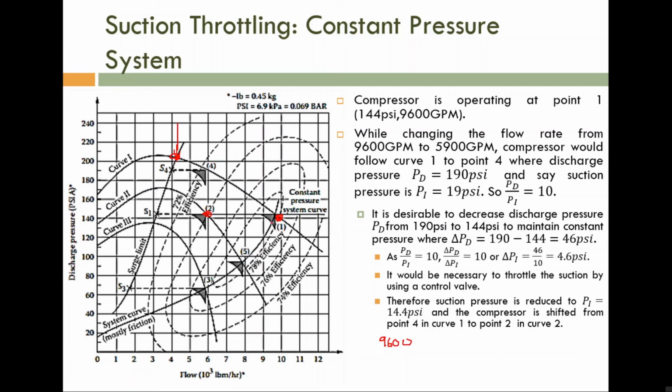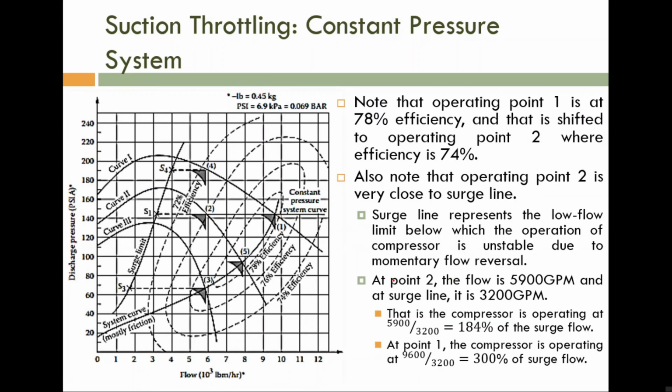And the corresponding surge flow is 4400. So what is the ratio? The ratio is something greater than 200%. Am I correct? So something around 9600 divided by 320. So this is the surge line.